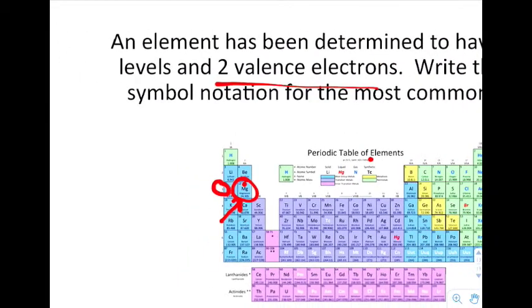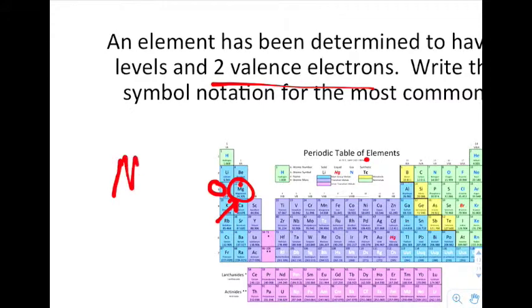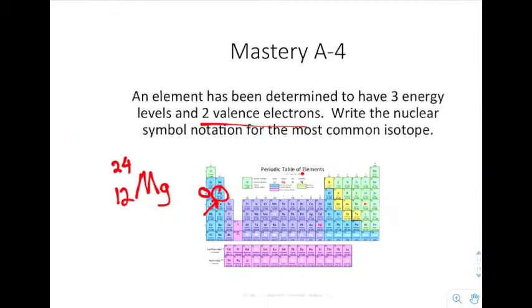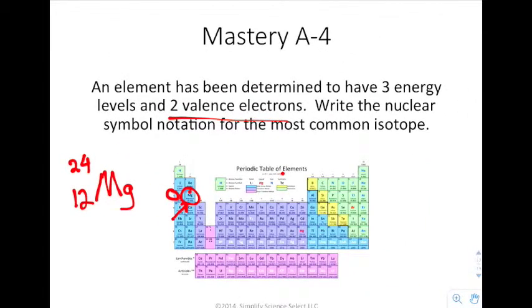So when we look at this, we can write it as Mg, 24, and 12. And this would be the nuclear symbol notation for the most common isotope when it has 3 energy levels, third row: 1, 2, 3, and 2 valence electrons, second column. Second column, third row, that means it's going to be magnesium.